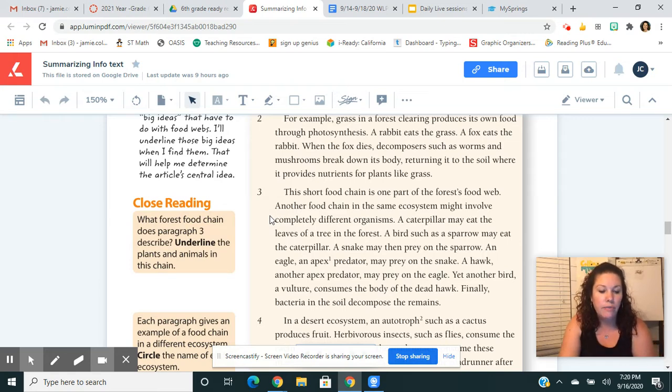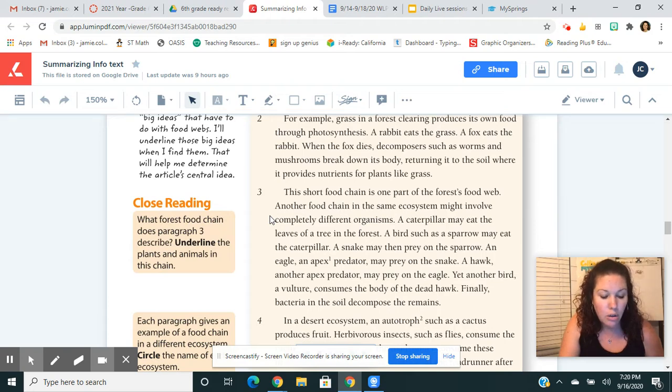Yet another bird, a vulture, consumes the body of the dead hawk, so a vulture would be like a decomposer. Finally, bacteria in the soil decompose the remains. So the vulture would start that process, and then the soil would finish the process. So what should we be underlining here? It says underline the plants and animals in the chain.